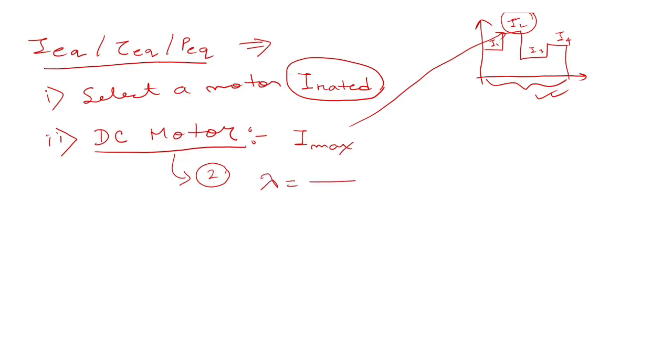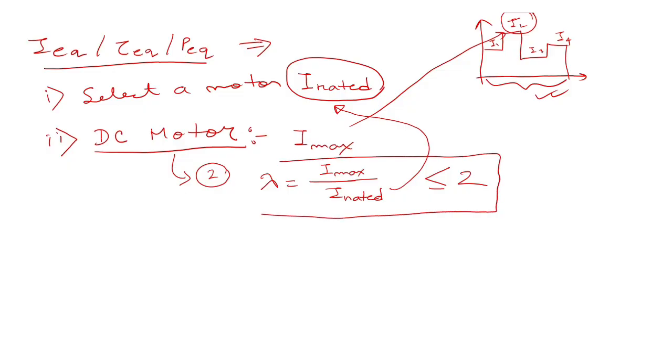So what we will do, we will find a value lambda. This lambda is Imax divided by I rated. Imax is the maximum load current that the motor will carry during the load cycle. For this case this is I2, and I rated is the rating that we have already selected in the first step. Now if this value is less than or equal to 2, then the selected rating of the motor will be I rated.